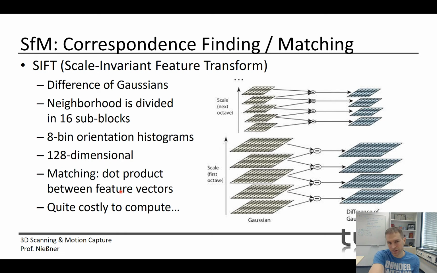I also wanted to quickly mention that, of course, I'm hiding a bunch of details here. There's a lot more details in the implementation, but the idea is very straightforward, right? So you're realizing the scale invariance with different scales of the neighborhoods of the point. Then you're dividing this one into neighborhoods. So you have these 16 subblocks. For each of them, you have an 8-bin histogram that gives you a 128-dimensional feature. That's it.